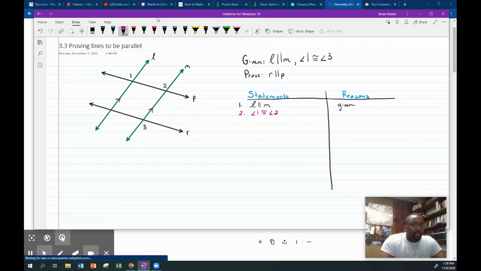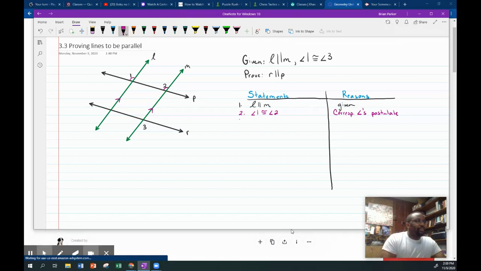So what's the reason? The reason is the corresponding angles postulate. All right, that's why angle 1 and angle 2 are congruent. I'll even throw my symbols in there. Boom, boom. Those angles are equal to each other. So what else do I know?